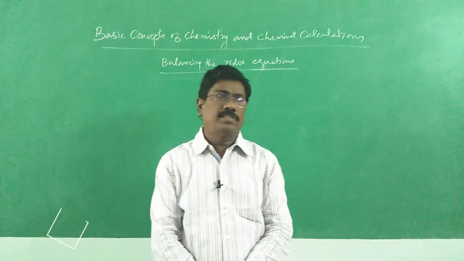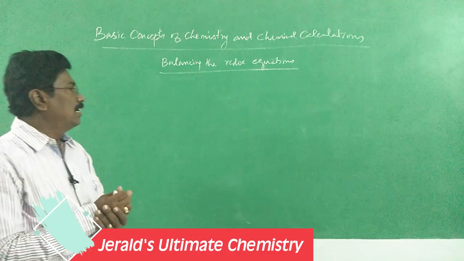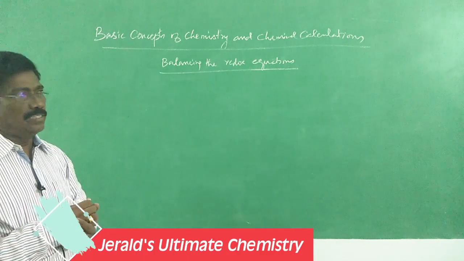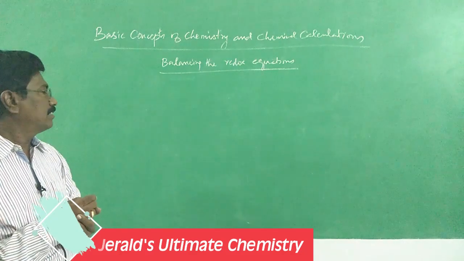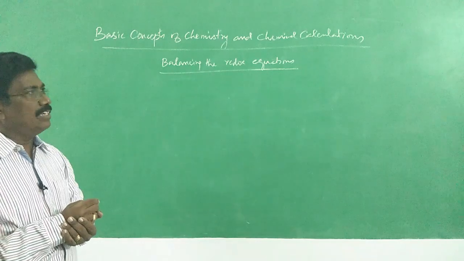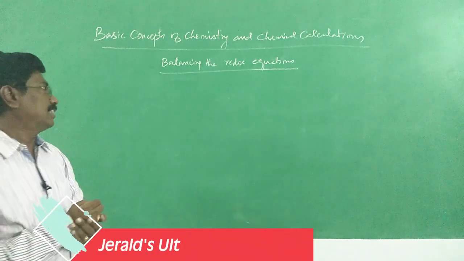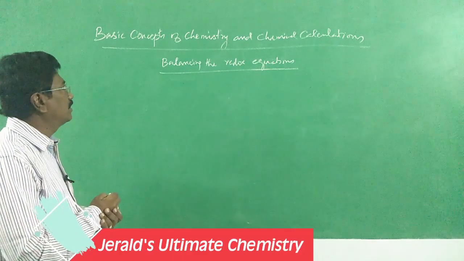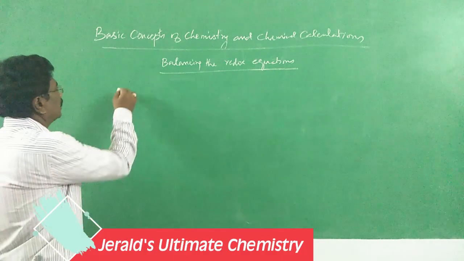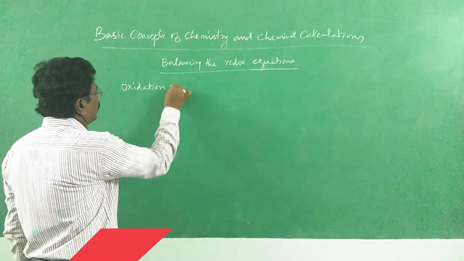So dear students, in this session we are going to see how to balance redox reactions. There are two methods to balance. One, oxidation number method. Another one, ion electron method or half reaction method. To start with, oxidation number method.